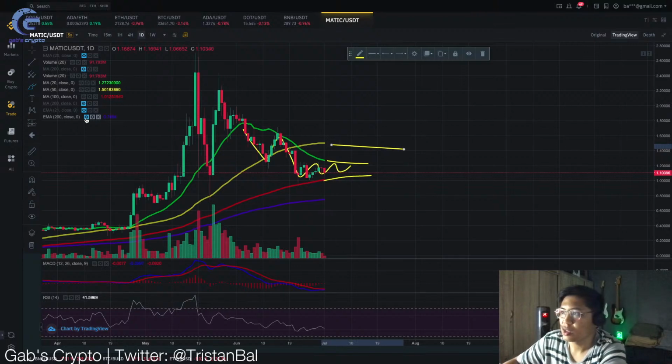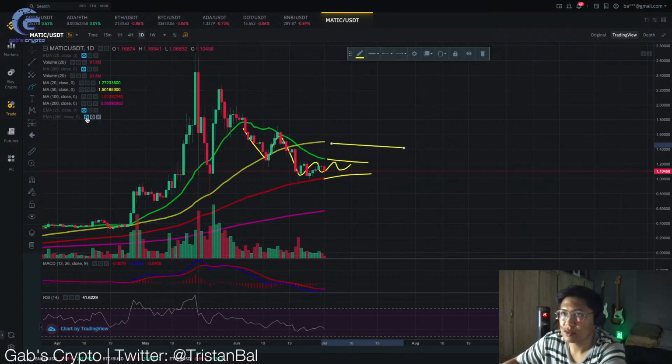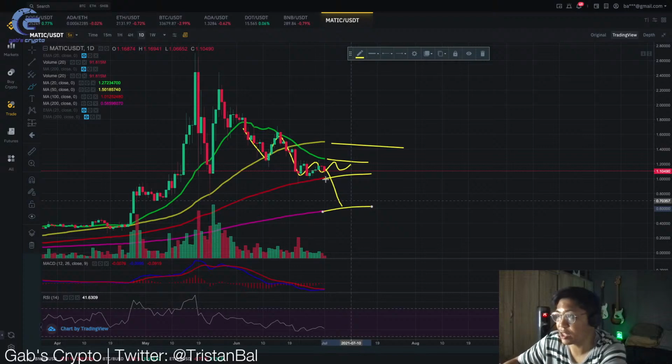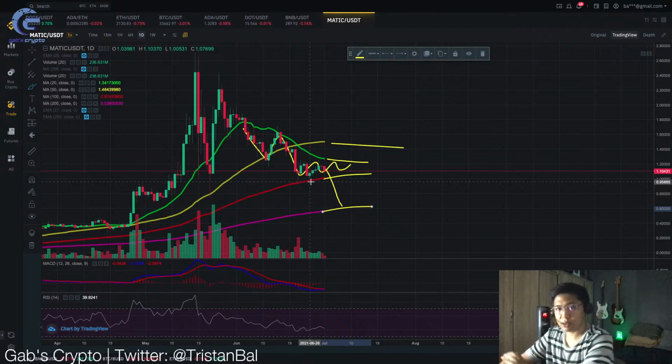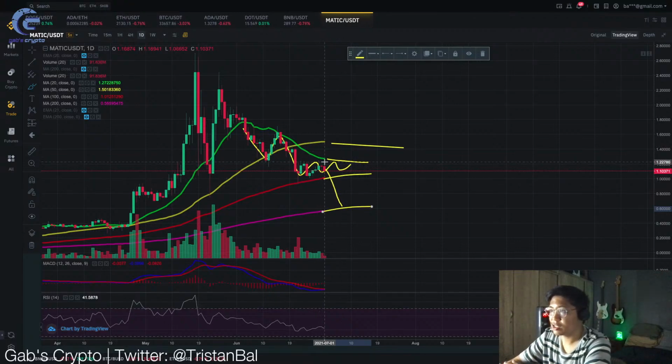So, if ma-break itong 100-day moving average, MATIC will go down to 0.6, around 0.6 or 0.7, if ma-break natin tong support ng 100-day moving average. Pero let's see, naging support siya. Ang resistance na pwede natin tingnan is itong 1.23 to 1.27 dollar area.